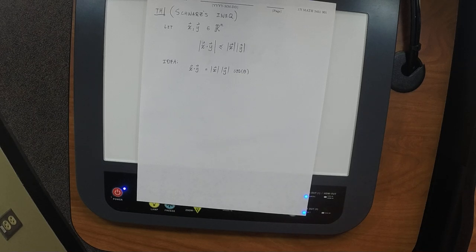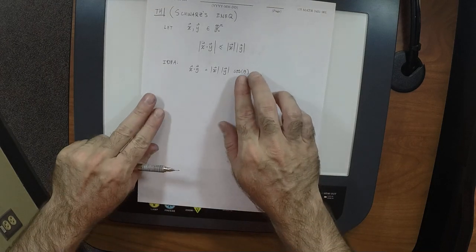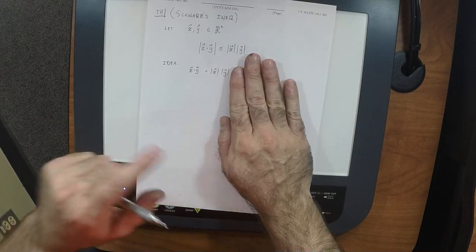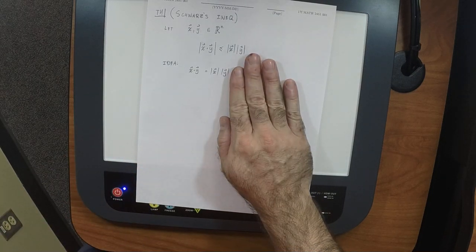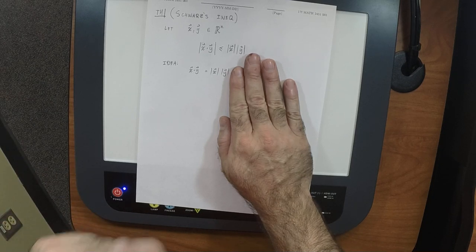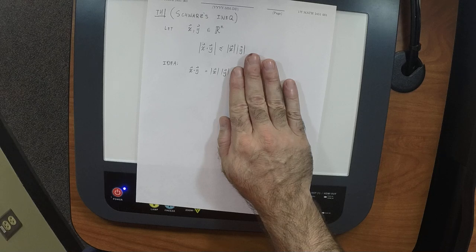What's the biggest that cosine can ever be? 1. If it was exactly 1, this would be equality, right? What would exactly 1 mean? Visually, they're parallel. They're pointing in the same direction. The angle between them is 0.